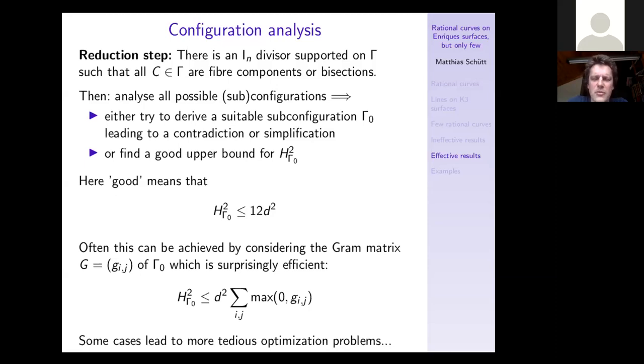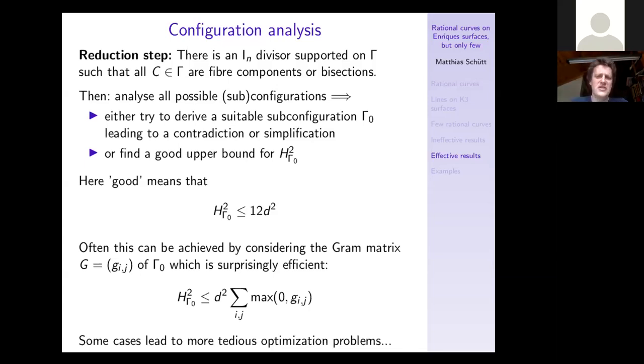So going through these subconfigurations, what are you going to do? Either you try to derive a suitable subconfiguration which gives you a contradiction or which leads back to some other case which might be easier to understand. And here exactly Mordell-Weil lattices sometimes come into the game. Or you add bisections, fiber components to the graph, and you realize there is some fiber appearing that was not allowed to appear. Or the other option is you just end up with a good upper bound for your intrinsic polarization. And good just means any intrinsic polarization of square at most 12 d square will be fine.